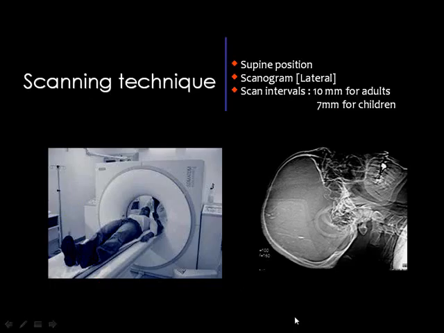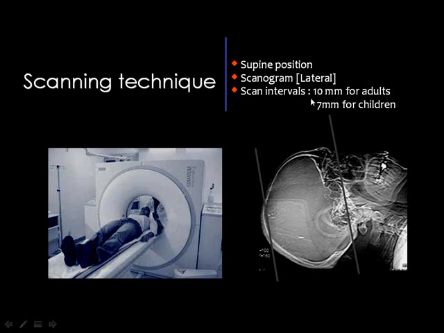Then, in order to have the scan, the patient will lie on the bed of the machine. This is the CT machine, and we start the examination with this image, which is known as the scanogram. The scanogram is just a plain X-ray of the part to be examined, and its value is to locate the area to be scanned. We tell the machine we would like to scan this part of the body from here to there. Then the machine will ask about the interval of scanning.